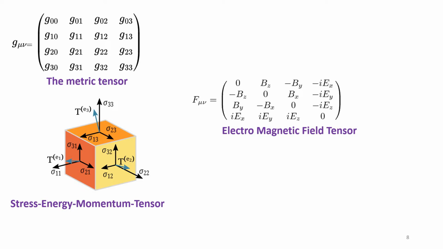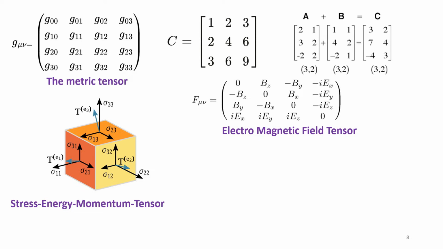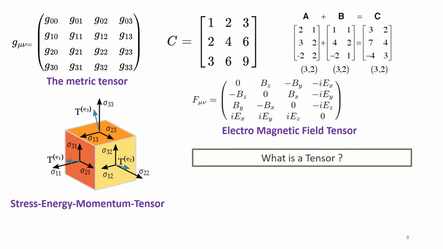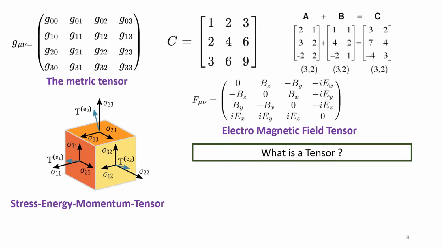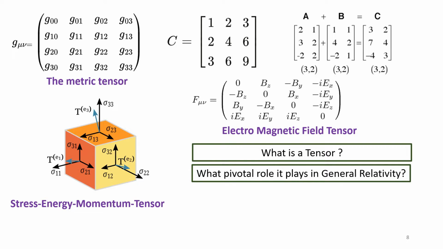And then we have something which is an anti-symmetric tensor, called the electromagnetic field tensor. Now don't you see that all those matrices are similar to the general linear algebra matrices? So the question is that these metric tensors, etc., resemble what is called a tensor. So what is a tensor and what is its pivotal role?